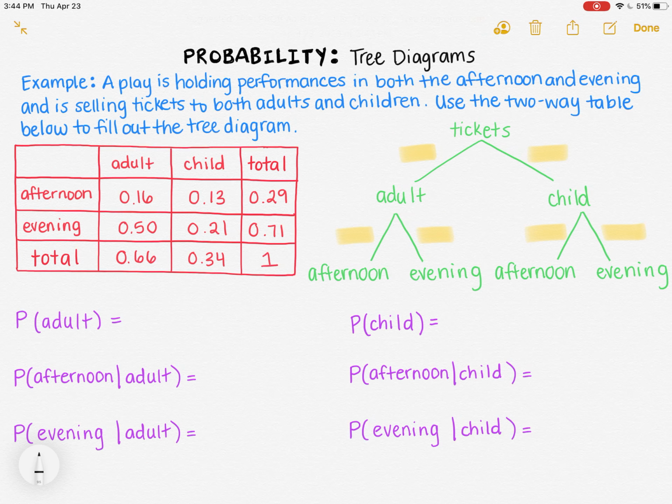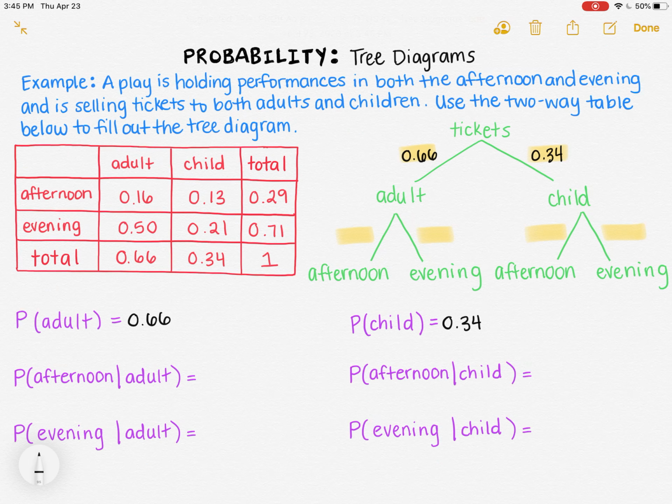So we can start with the probability of a ticket being for an adult. This tells me to go to the adult column in my two-way table and go down to the total probability that a ticket is for an adult, which is 0.66. Now I can place this value on the left branch under tickets, going to the word adult. Next, I can do the same thing to find the probability that a ticket is for a child. I'll go to the child column on my two-way table and down to the total to see that the total probability that a ticket is for a child is 0.34. And I can place that value on the right branch under tickets, going to the word child.